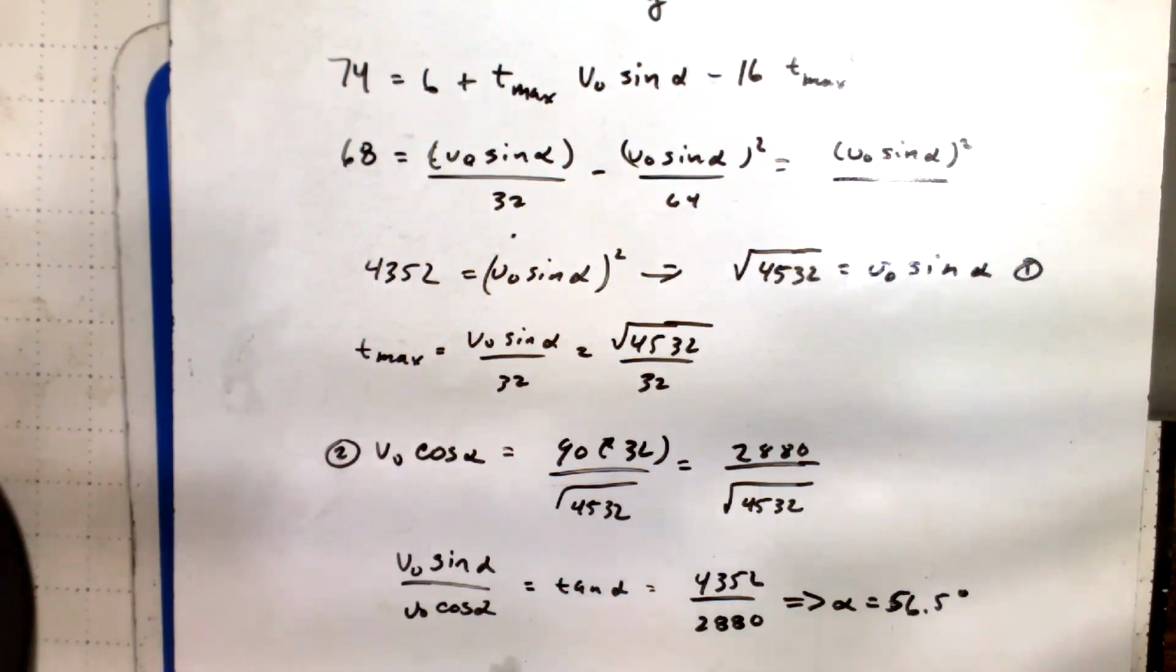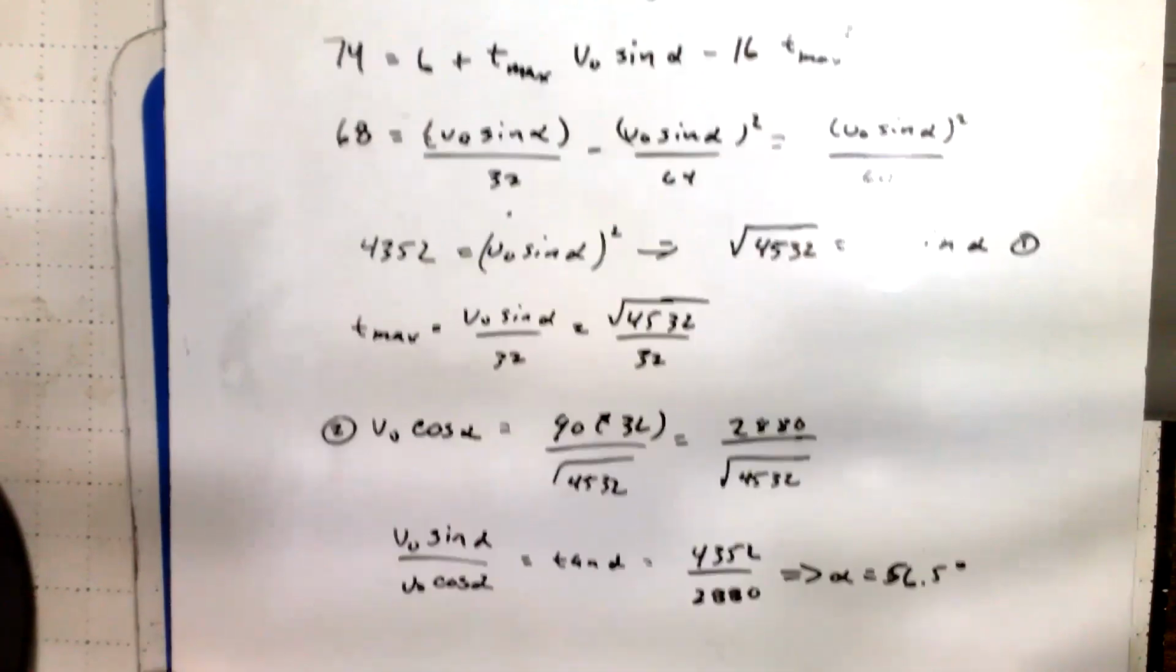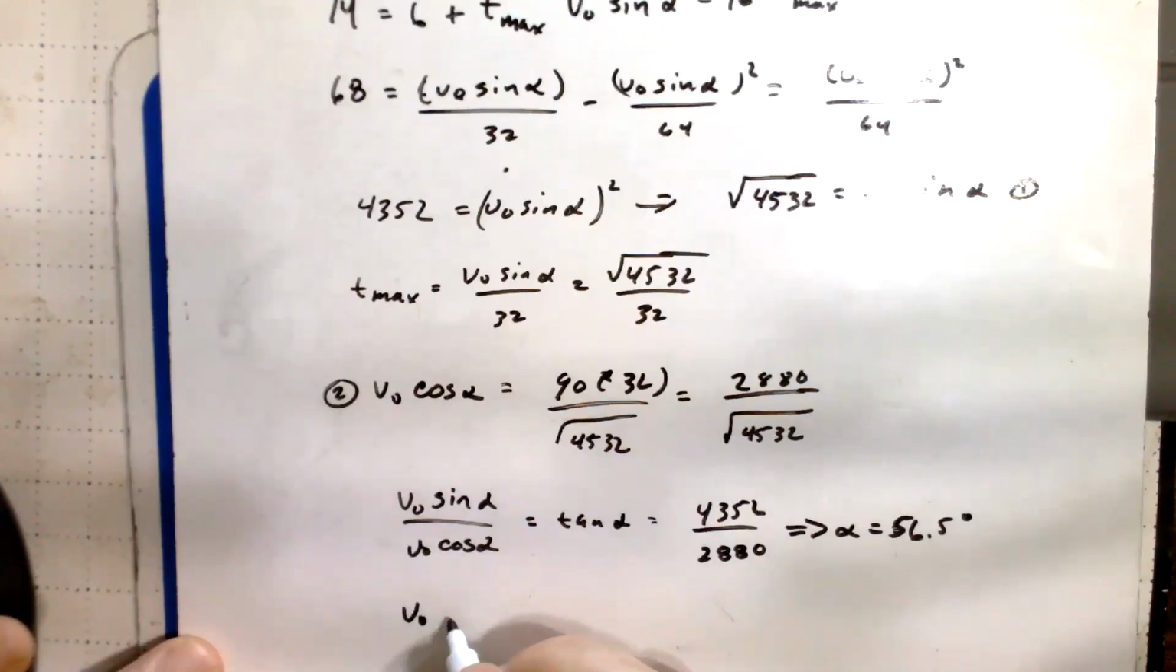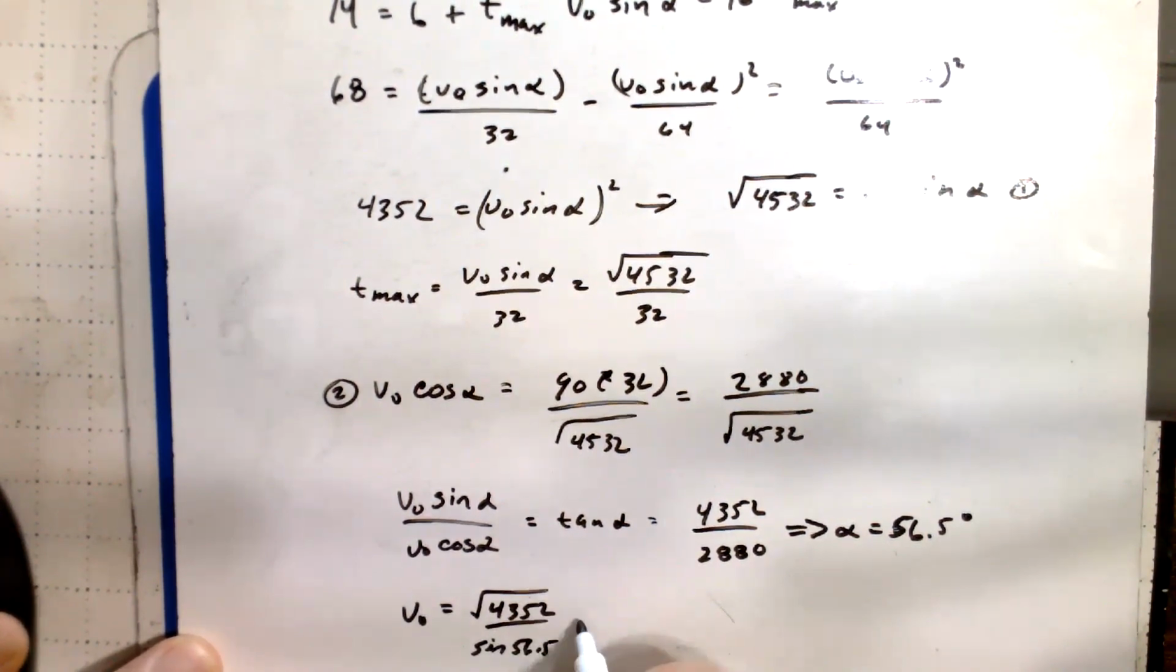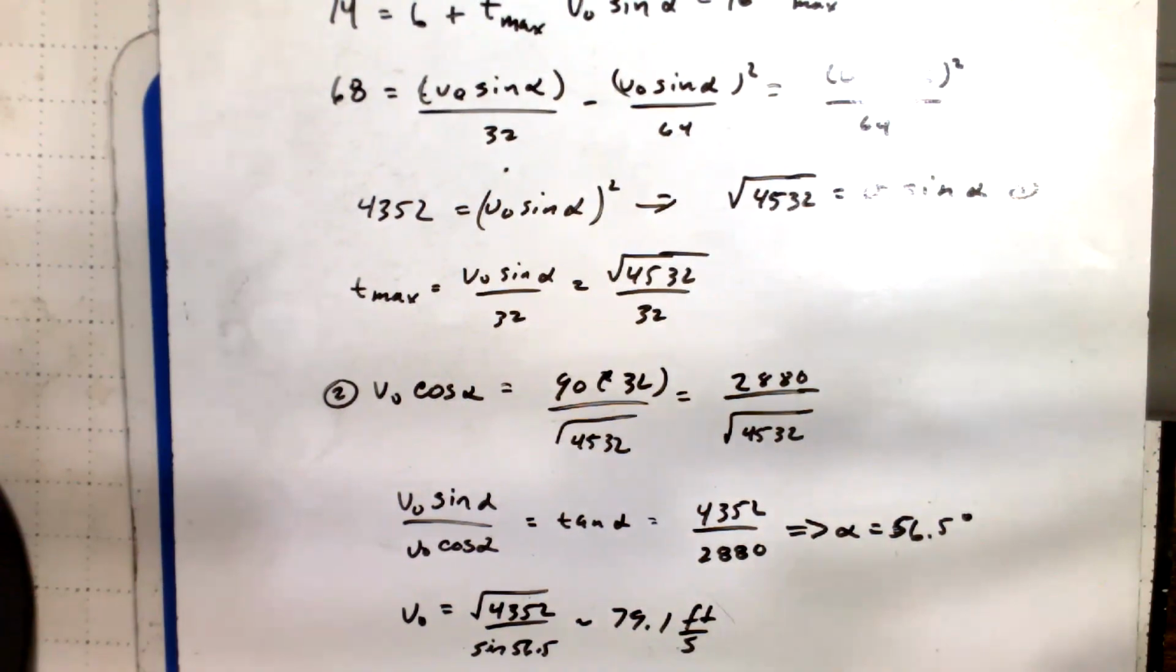Okay, which then says, plugging that back in for V naught, that we have the square root of 4352 divided by sine of 56.5, which is approximately 79.1 feet per second. Okay, which I think was everything that we were looking for.